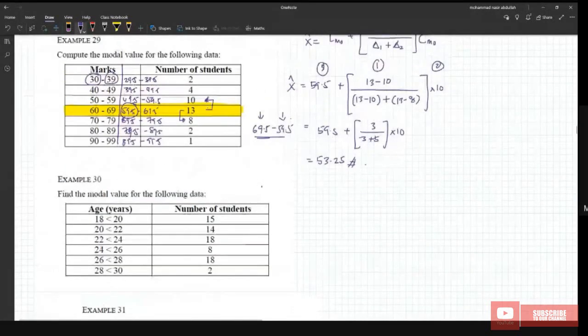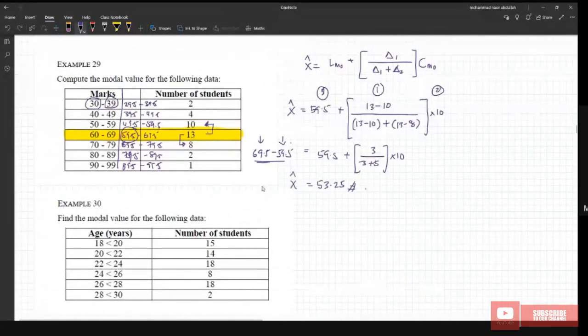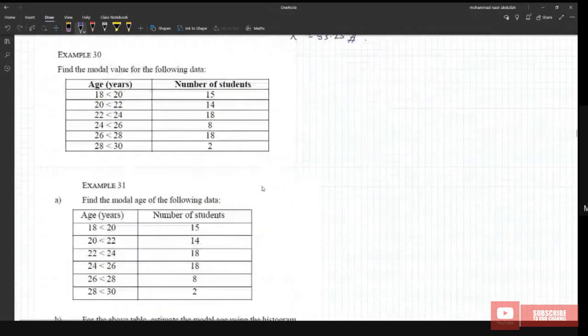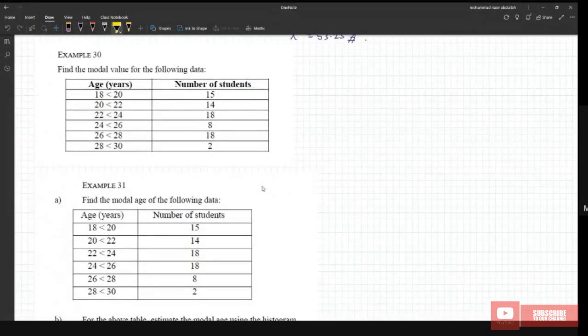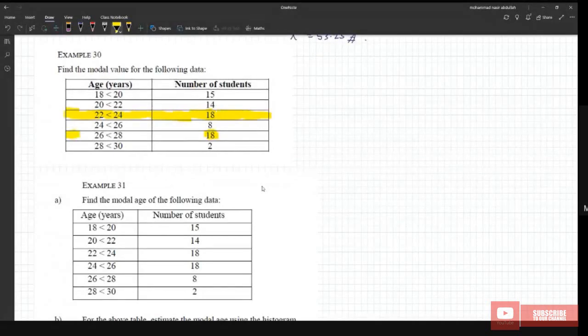So this is going to be very easy because we only have one mode, right? So now look at example number 30. In example number 30, if you want to find the mode, we need to find the modal class. The modal class is the class having the highest frequency. So we have two highest frequency values, right? So this is going to be our first modal class. This is going to be our second modal class, right?